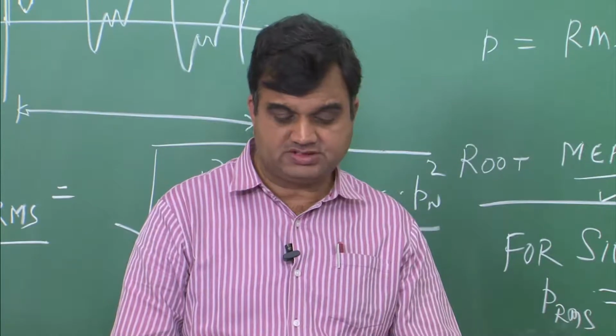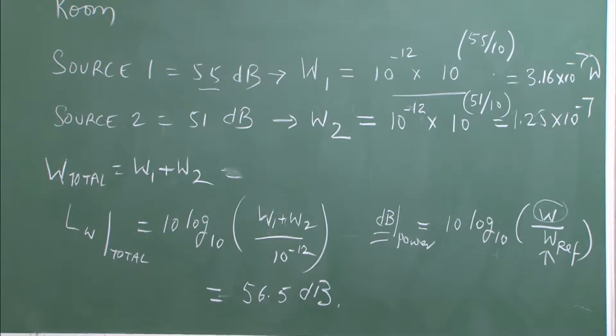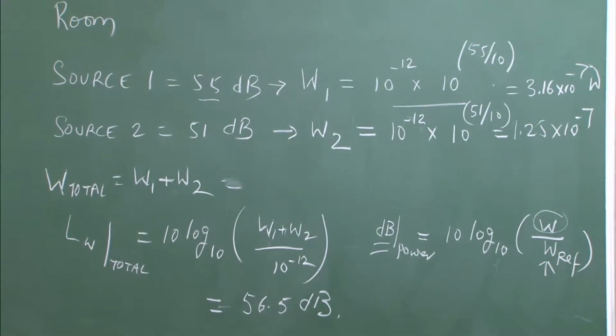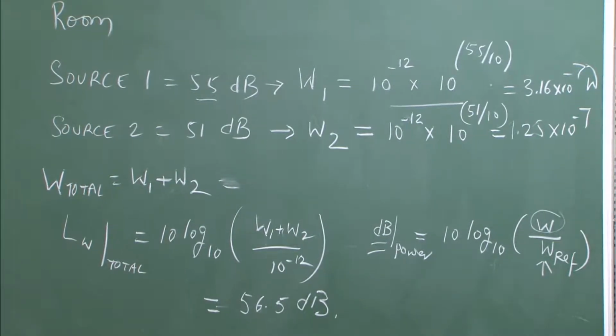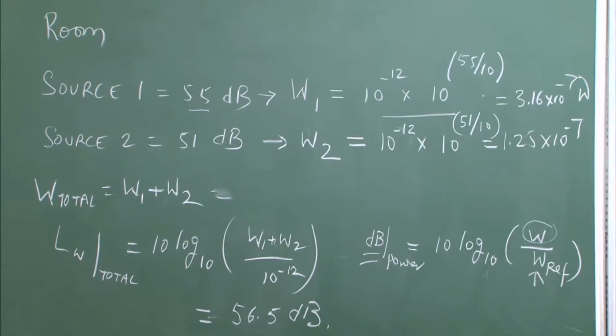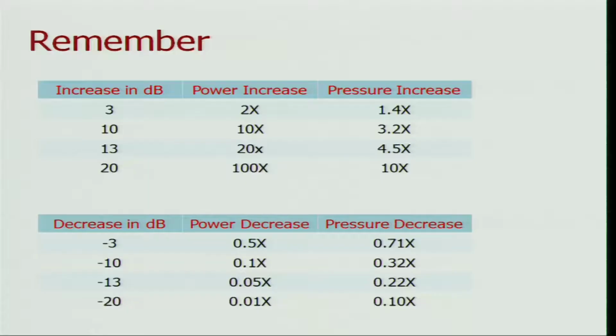So the answer is 56.5 dB, and the method has been shown here. If I have two sources, I can use this method, and if we are talking about powers or intensities, I can add them up in such a way and get the answer. Remember, this is based on all the calculations, you can verify it yourself.